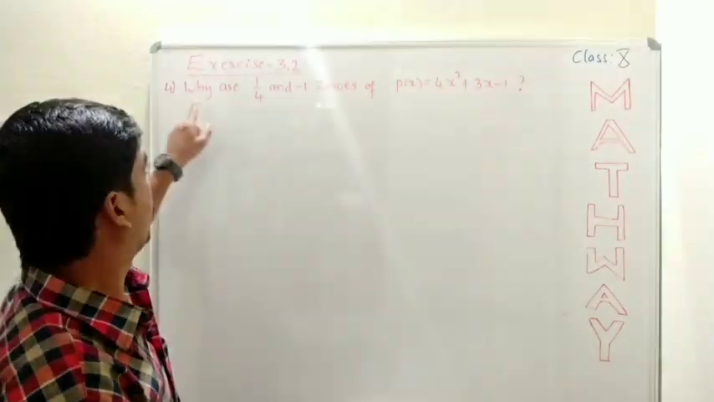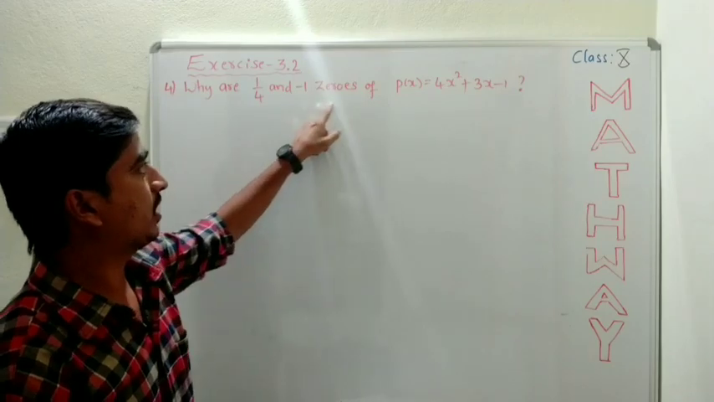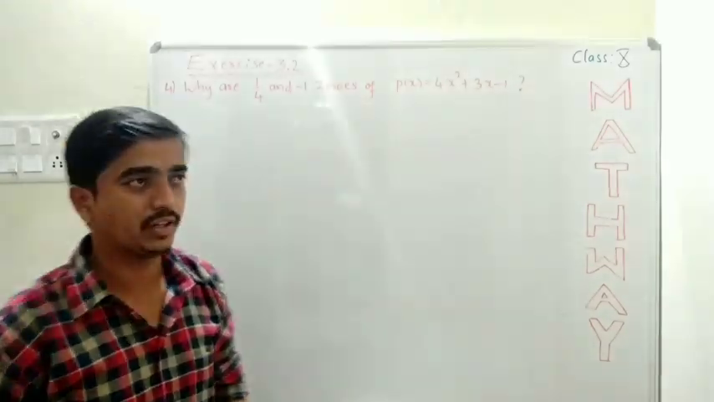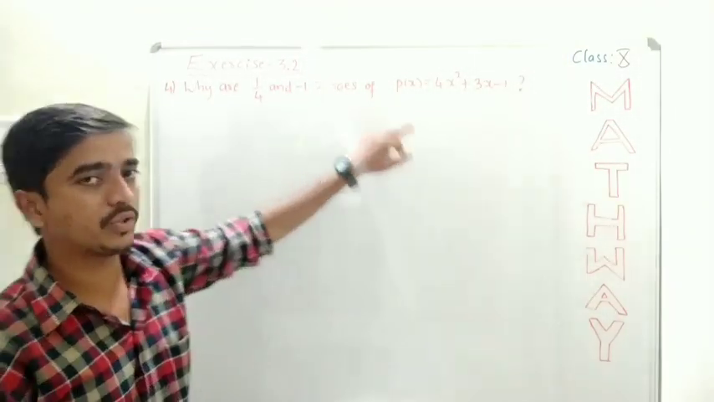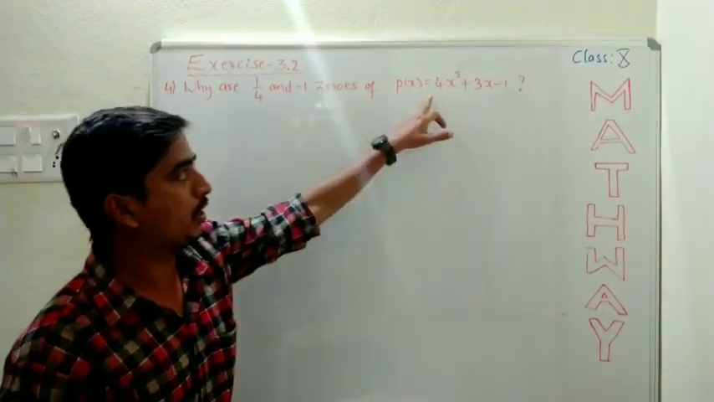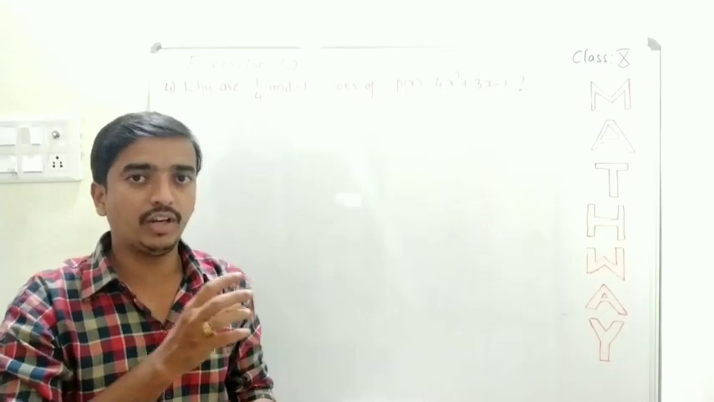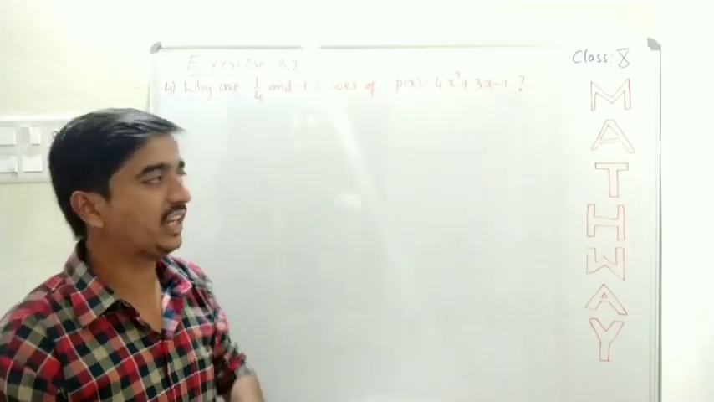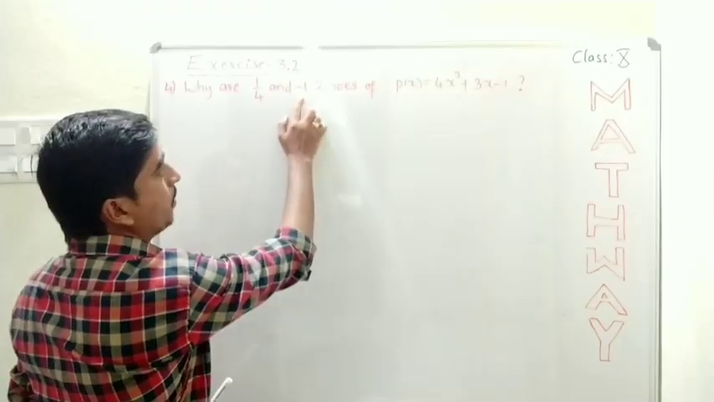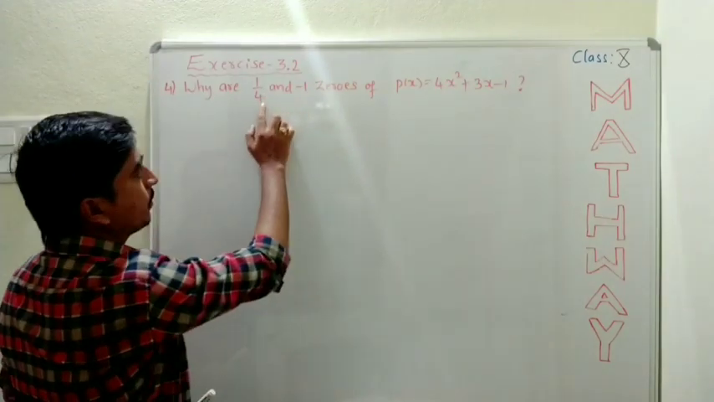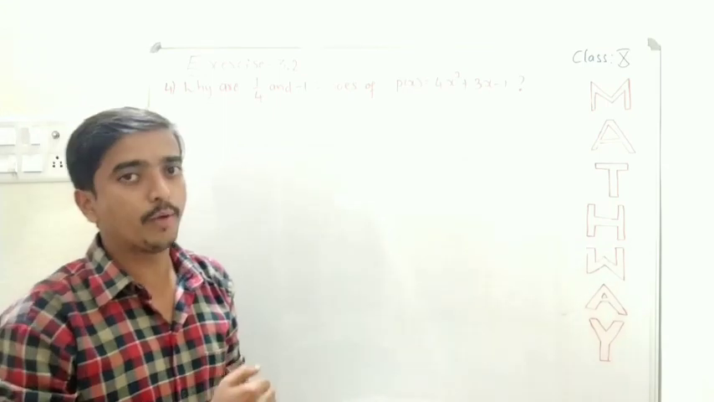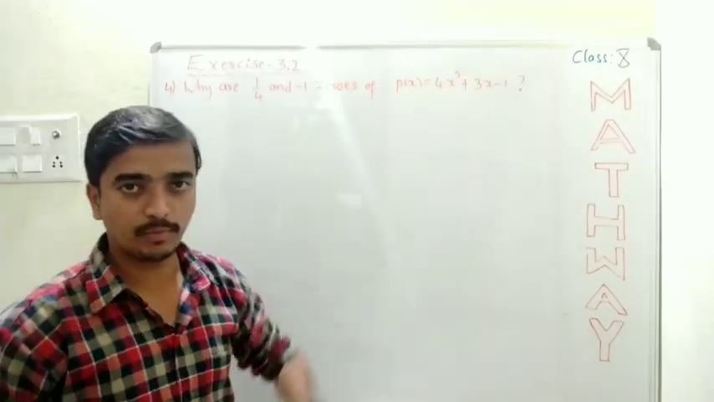Fourth question is, show that 1 by 4 and minus 1 are zeros of the polynomial p of x equals 4x square plus 3x minus 1. So we have to prove that these are zeros. To say a zero for any polynomial, if you substitute the value in the polynomial and you get the value as 0, then we can say the substituted value is the zero of the polynomial. Now substitute 1 by 4 and minus 1 in the given polynomial. If we get the value of the polynomial as 0, then these are the zeros of the polynomial.